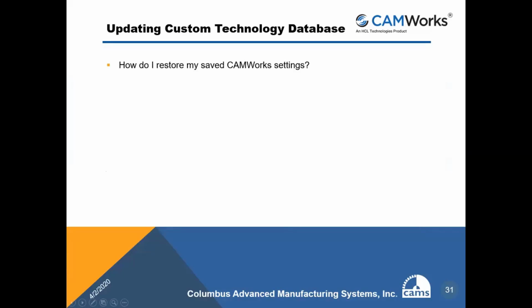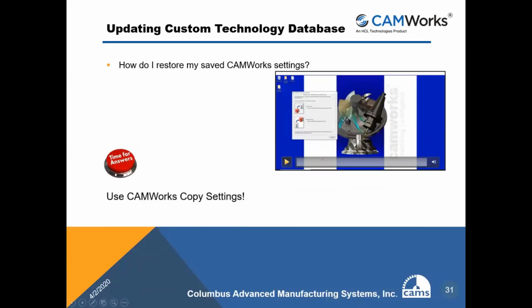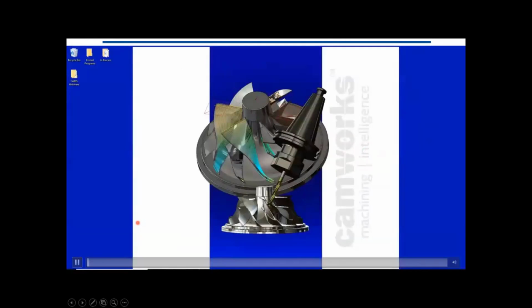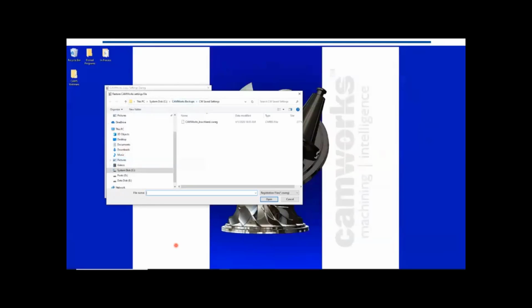And then one last thing here before we go on: how do I restore my saved settings? If you remember, we backed up our settings with the copy settings window of our CAMWorks options. So we'll go ahead and do that real quick. That's pretty simple here. We're going to launch our copy settings as administrator. Just going to write these into the registry. We're going to hit restore, and we're going to restore those.